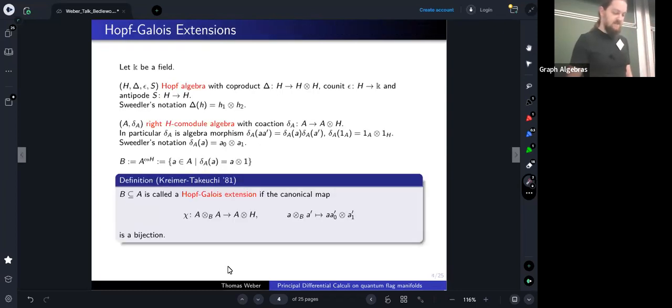So let's start with the talk. So yeah, one of my main definitions you can see here is that of a Hopf-Galois extension. I will always work over a field K, and H will always be a Hopf algebra with coproduct written here, counit this one, and antipode S, which for me will always be an invertible function.